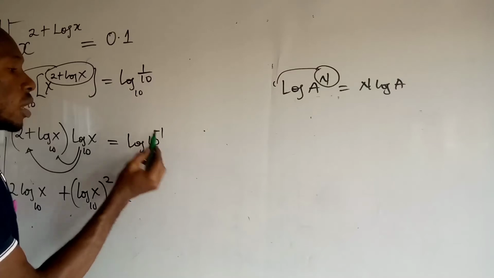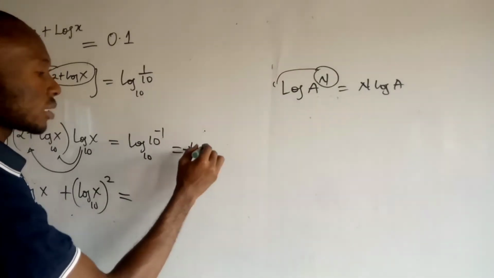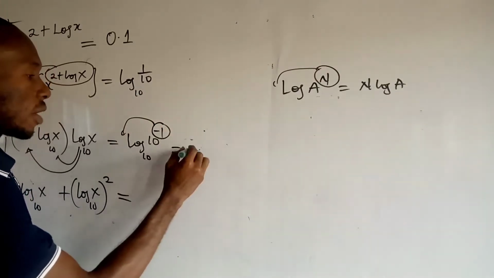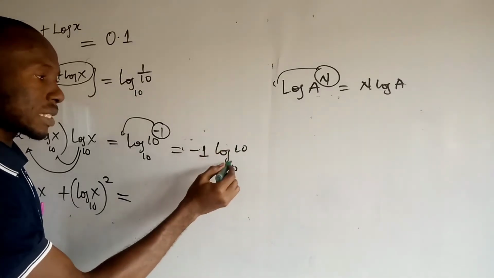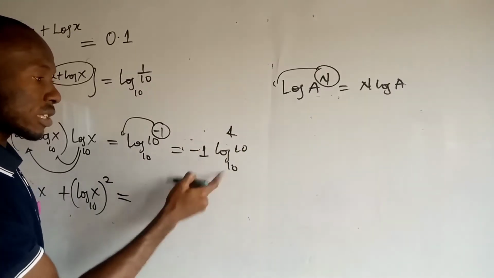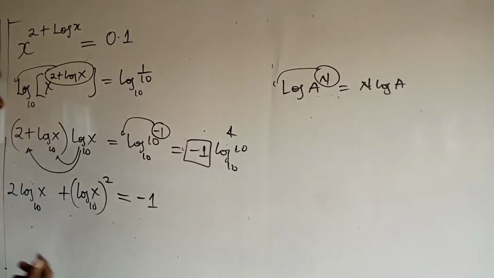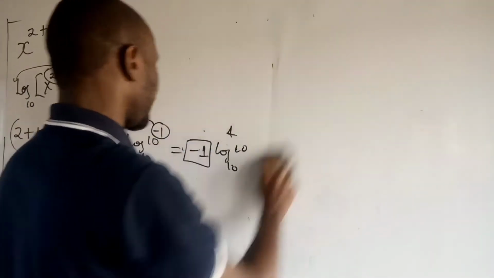And of course, you know, the right side is going to become log 10 to the power minus 1. Of course, this power is going to fall behind also. So you have minus 1 log 10 base 10, and log 10 base 10 is just 1. So everything here will turn out to become minus 1.